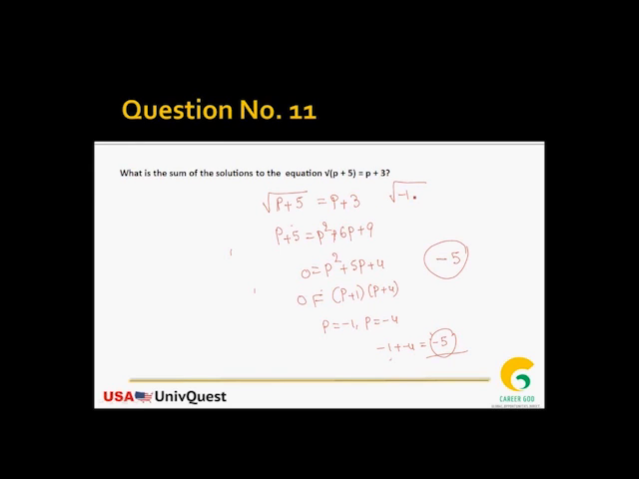Check the square root: for p equal to minus 4, p plus 5 is 1, and the square root of 1 is 1, while the right side is p plus 3, which is minus 1. The square root of 1 can never become minus 1. Even though I'm getting two solutions, minus 1 and minus 4, minus 4 does not satisfy my original equation. This is the solution for the manipulated equation, not for the original equation. So we have only one solution, and minus 1 is the answer.